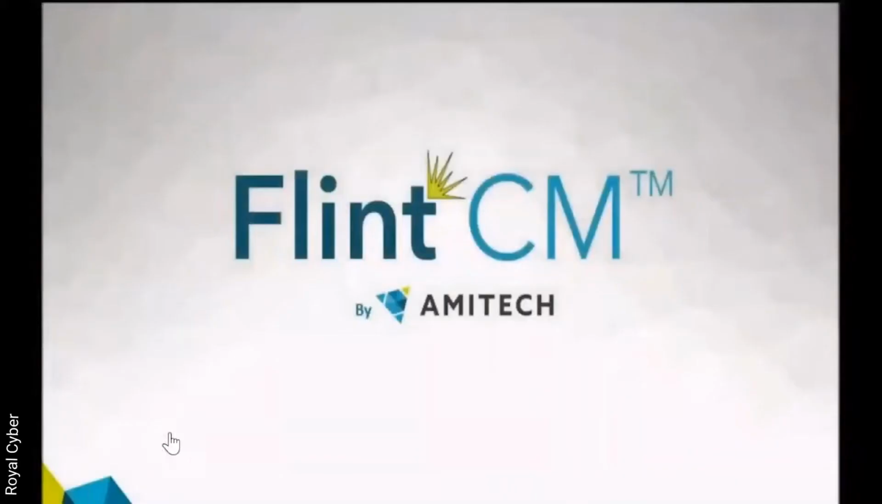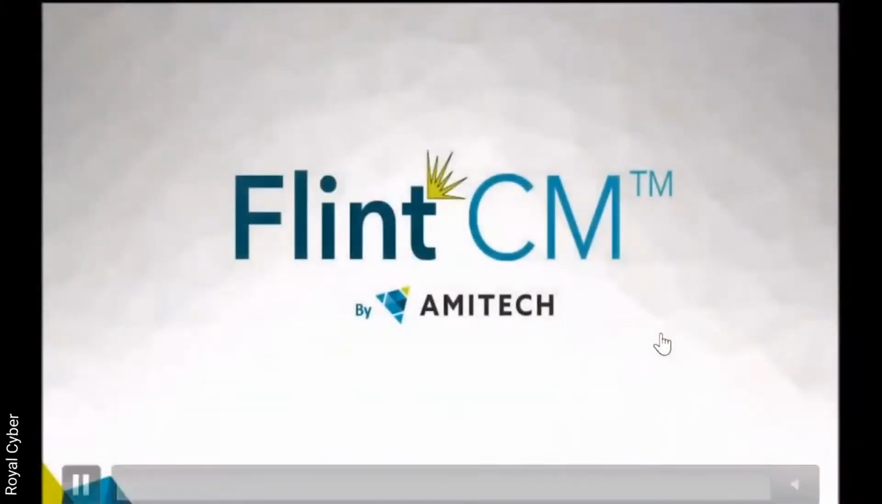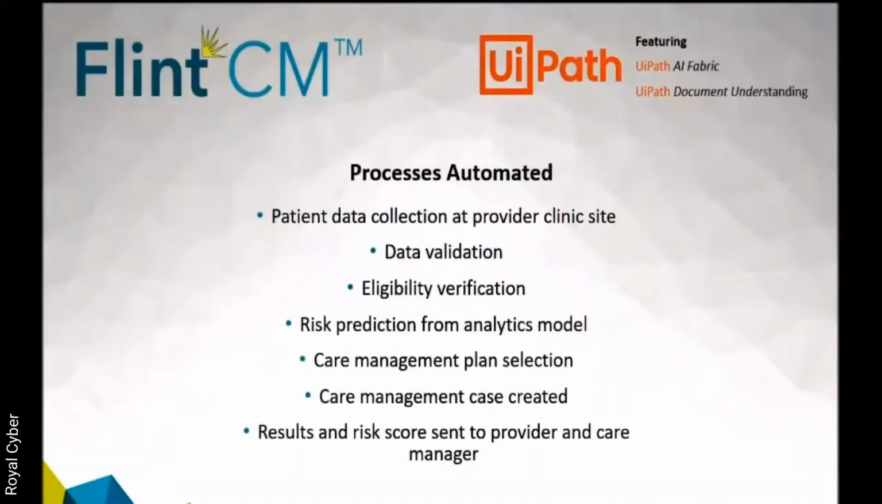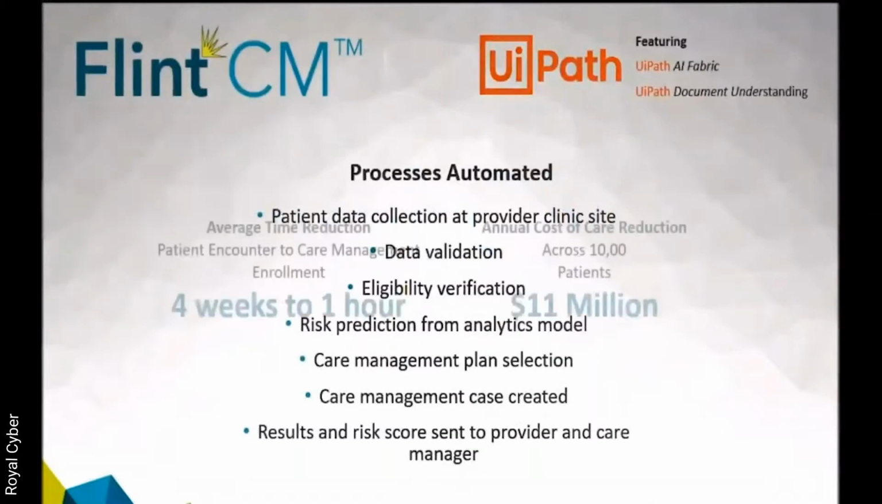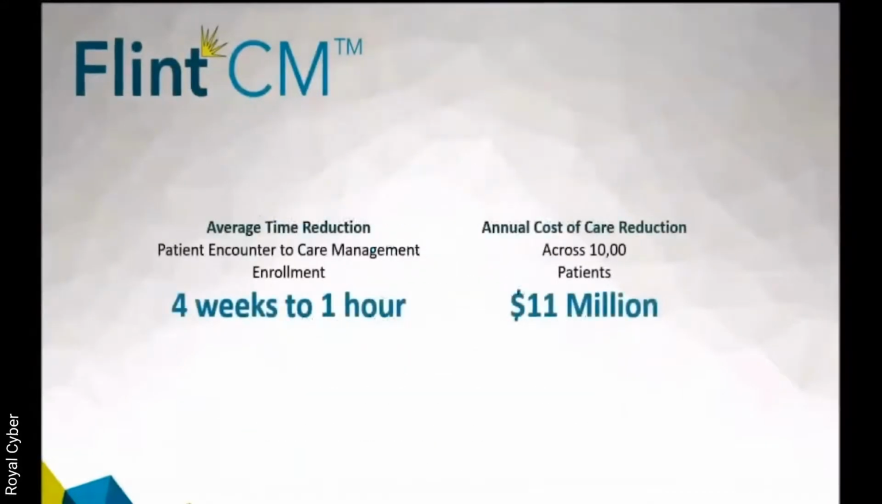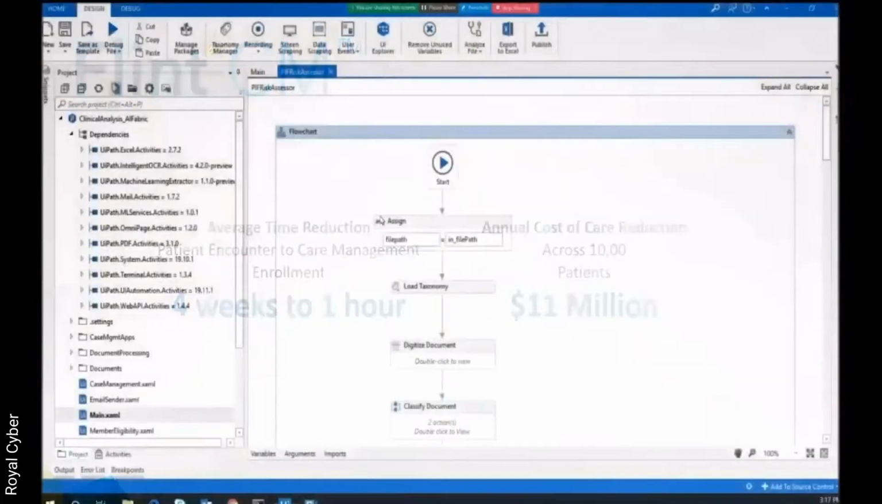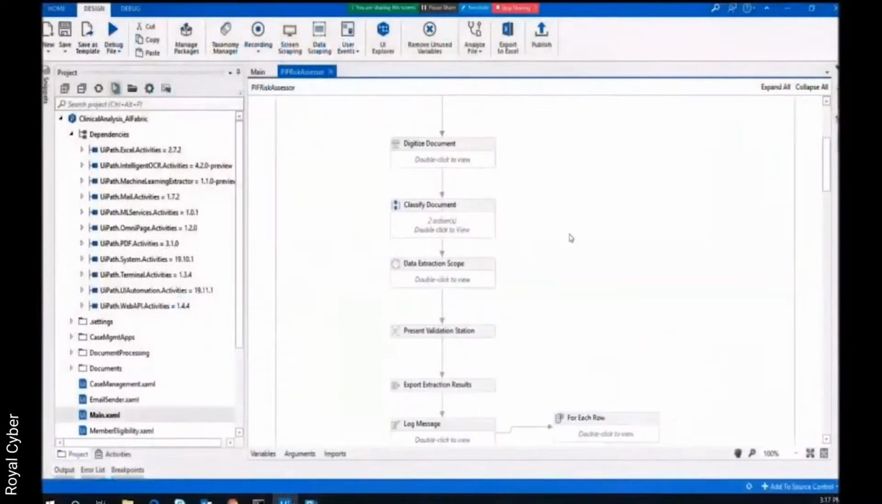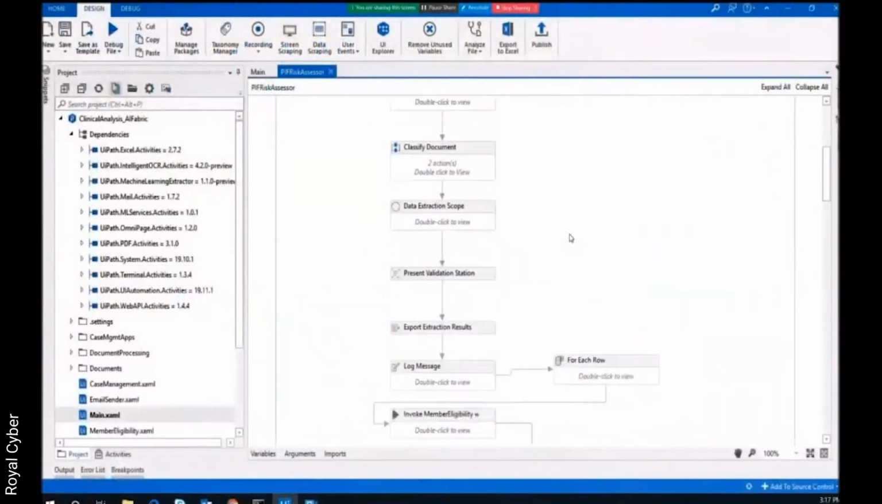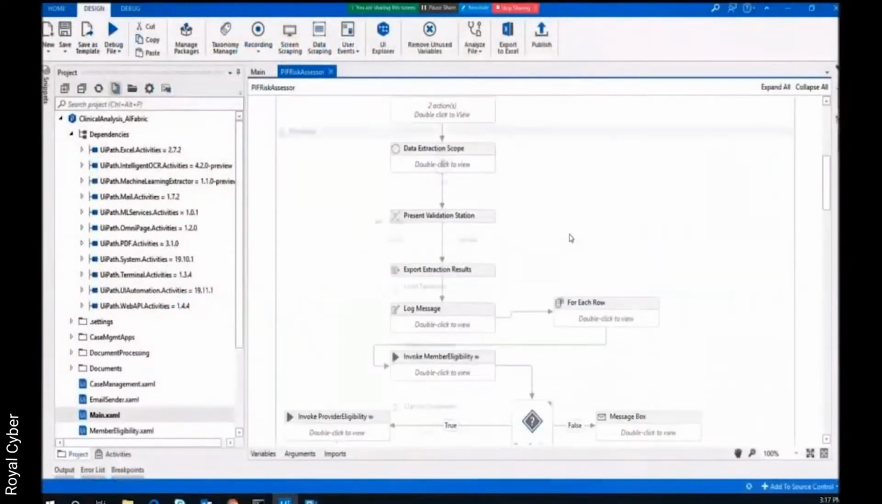We got this video as a courtesy of Amatec. In the first slide, you will see all the processes they described that they automated, able to reduce the enrollment time for a high-risk pregnancy from 4 weeks to an hour. And if you look at that across 10,000 patients annually, that reduces care costs by approximately $11 million.